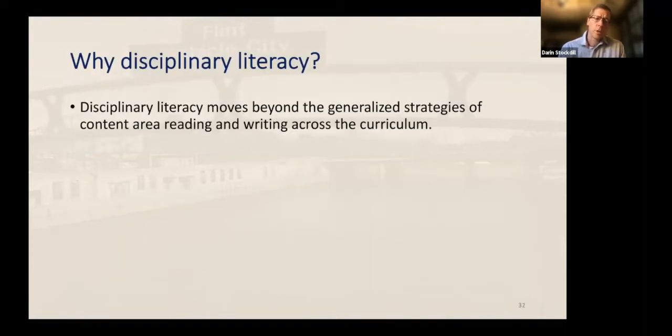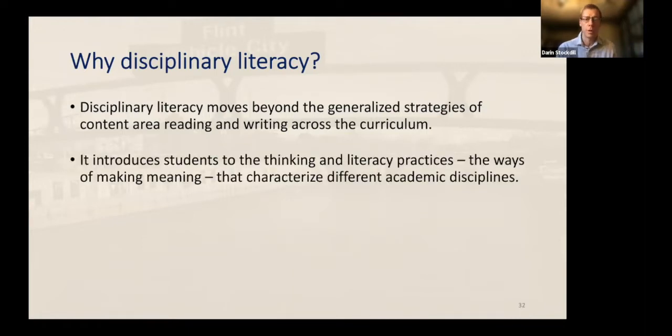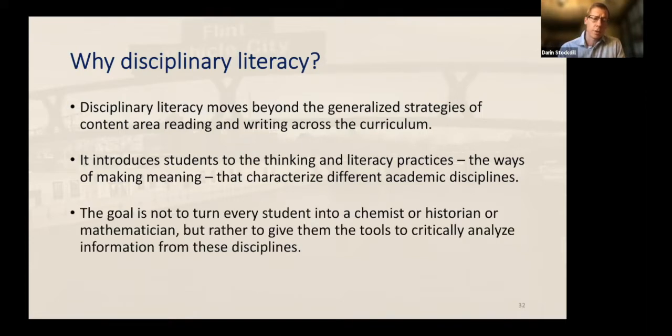And disciplinary literacy, again, moves beyond the generalized strategies of reading and writing across the curriculum. Again, emphasizing those are great and should not go away, but we want to take them further into the disciplines. And then DL also introduces students to thinking and literacy practices that characterize these disciplines. And the goal isn't to turn every student into an expert, but rather to give them the tools to critically analyze information coming out of these disciplines.